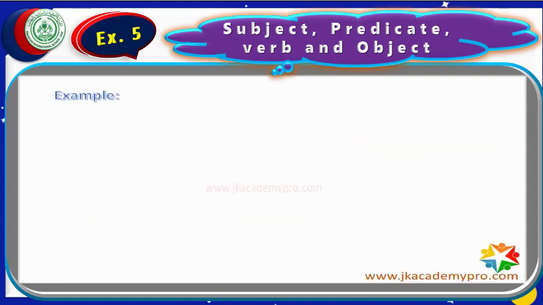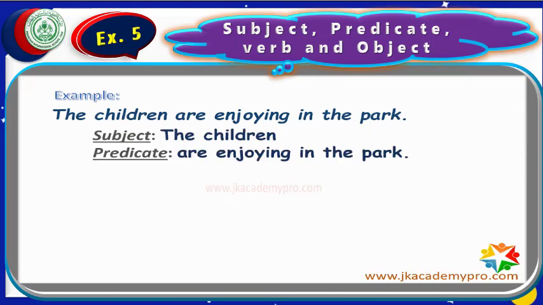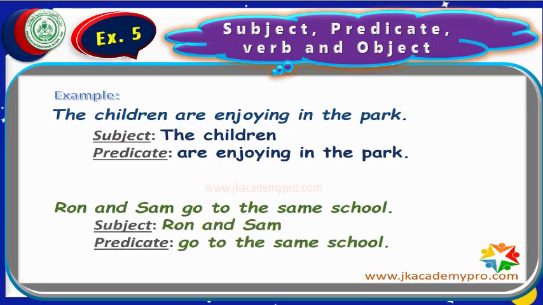Example: the children are enjoying in the park. This sentence is talking about the children. So, the children is the subject of the sentence. And are enjoying in the park is telling us more about the subject. So, are enjoying in the park is the predicate. Ron and Sam go to the same school. In this sentence, Ron and Sam is the subject and go to the same school is the predicate.